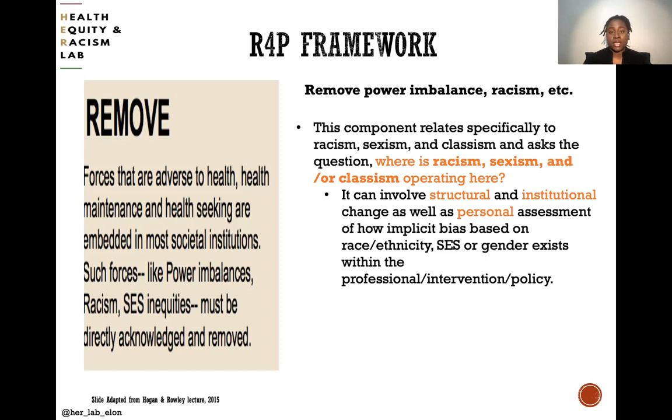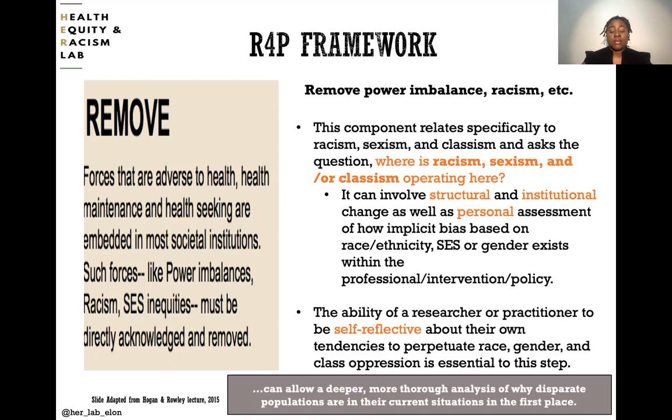And you might ask questions such as, where are these forces operating here? It can involve structural as well as institutional change, and can also involve a personal assessment on an individual level of how implicit bias based on race or ethnicity, SES or gender might exist within the professional, the intervention, or the policy. The ability of a researcher or practitioner to be self-reflective about their own tendencies to participate in these systems is essential for the remove component.